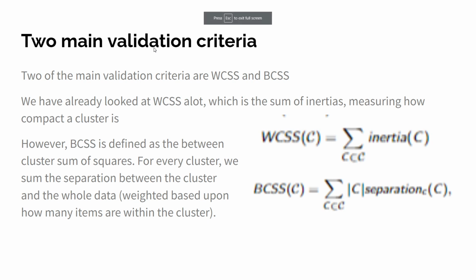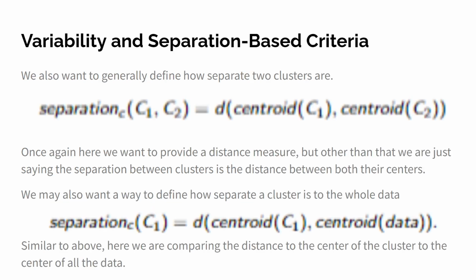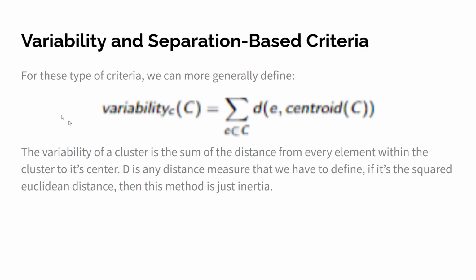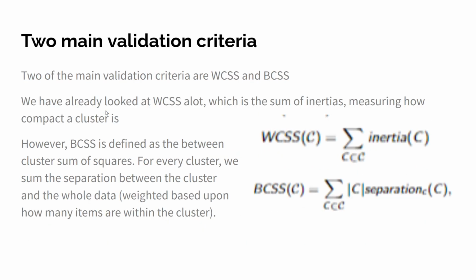Okay, so the two main validation criteria we look at are WCSS and BCSS. WCSS we've already looked at quite a bit. It's the sum of inertias measuring how compact a cluster is. So WCSS is the variability aspect. BCSS is kind of the opposite. BCSS is looking at the separation between clusters. We define BCSS as the sum of the separation between the cluster and the whole data, weighted on its size. And we do this for every cluster within the clustering structure.